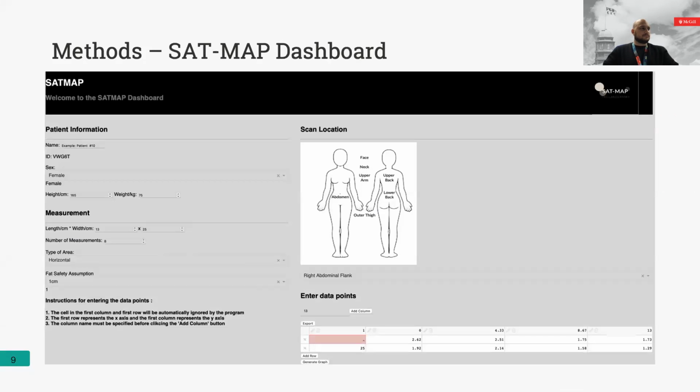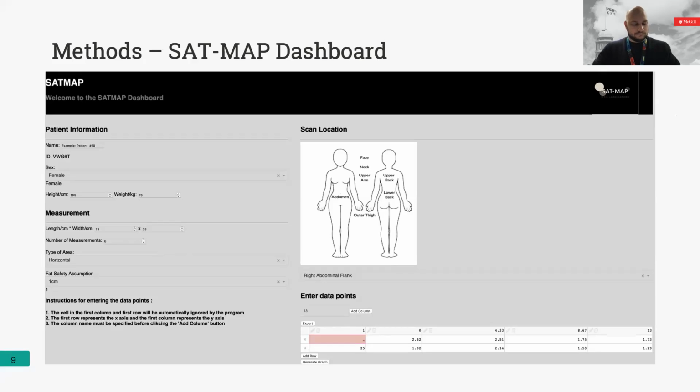Speaking of our program, the Satmap Dashboard, this is the first version of the current functional dashboard, which incorporates patient information and measurement inputs. The beauty of this method is that such a website can be accessed from any device, anywhere, which provides a nice practicality to the method.